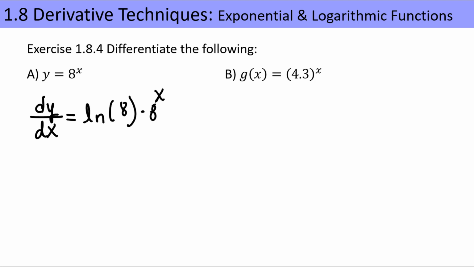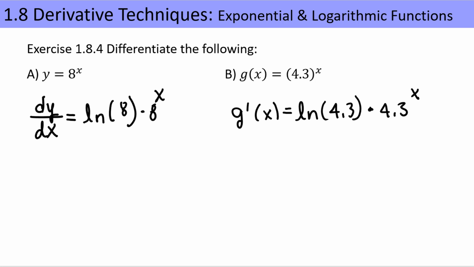Let's do this again for part B. g of x equals 4.3 to the power of x. Finding the derivative, we'll use the notation g prime of x is equal to, and then apply the rule for finding the derivative of an exponential function of any base, and we'll have the natural log of 4.3 times 4.3 to the power of x.